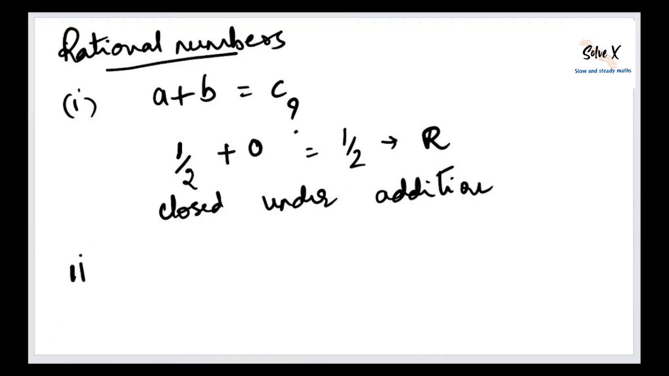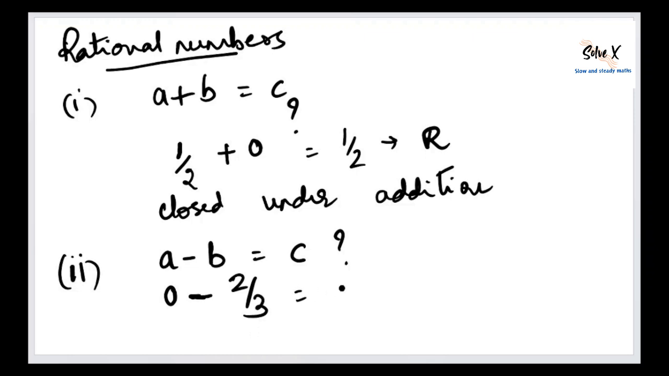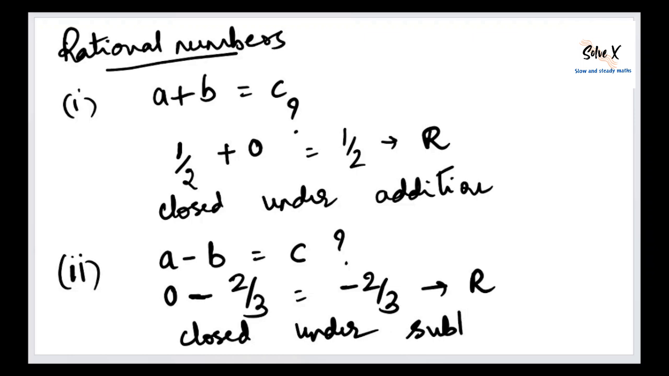Next, A minus B is equal to C, where A is a rational number, B is a rational number. C, we have to check whether it is a rational number or not. We take 0 minus 2 by 3. 0 minus 2 by 3 is minus 2 by 3. This is also a rational number. So it is closed under subtraction, correct?